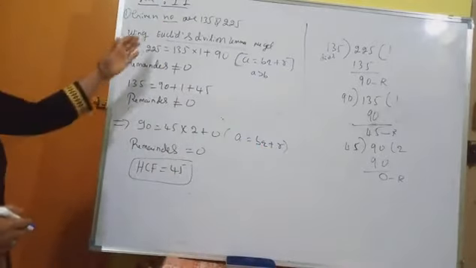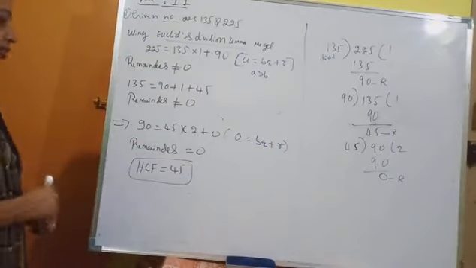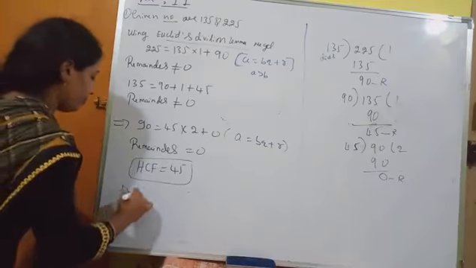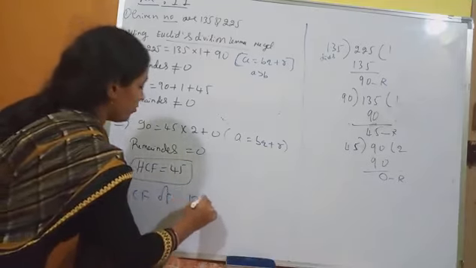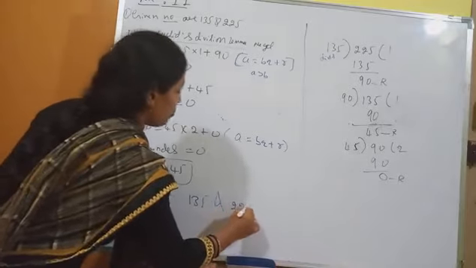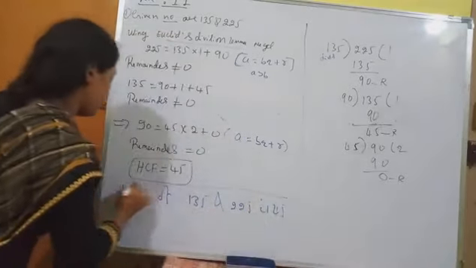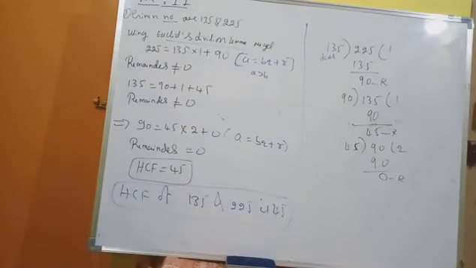So by using Euclid's division lemma, the remainder becomes 0. Therefore, what is the HCF? The HCF, the highest common factor, of the two given numbers 135 and 225 is 45. This is the HCF. The HCF of these two numbers is 45.